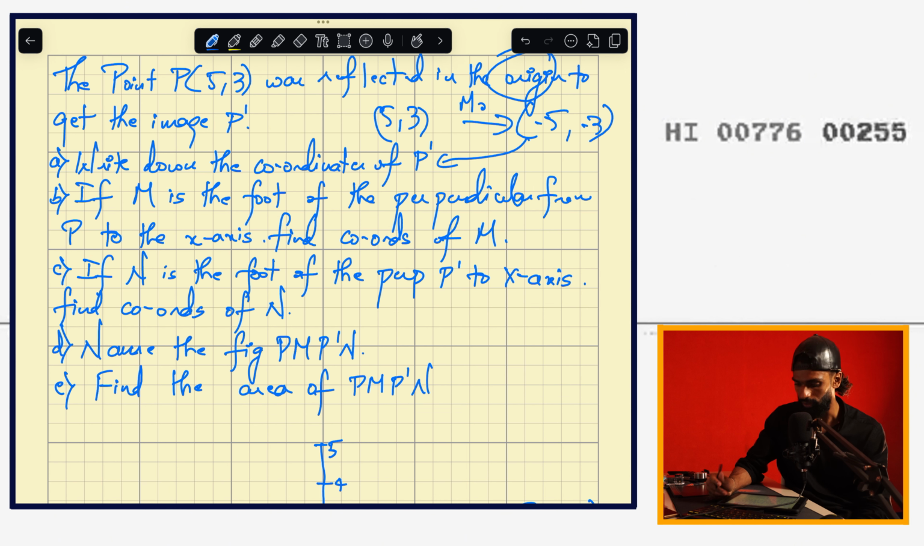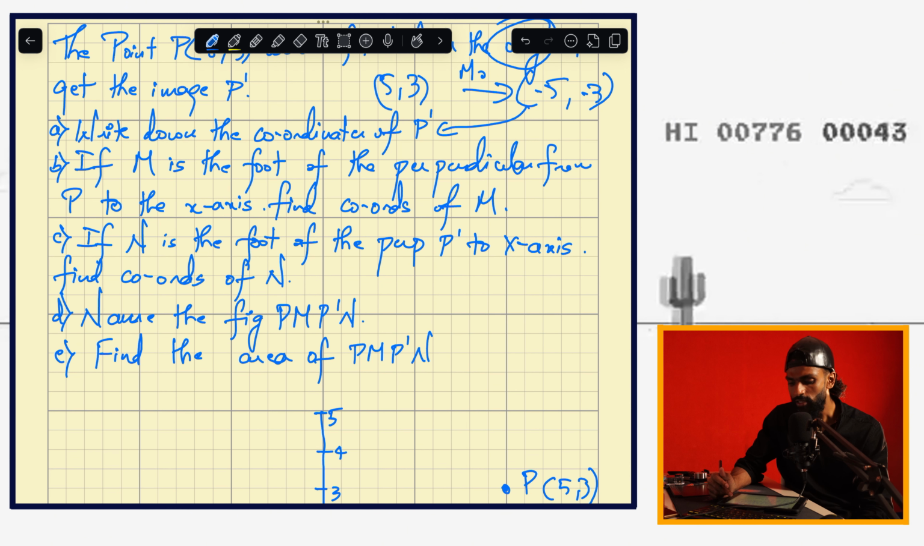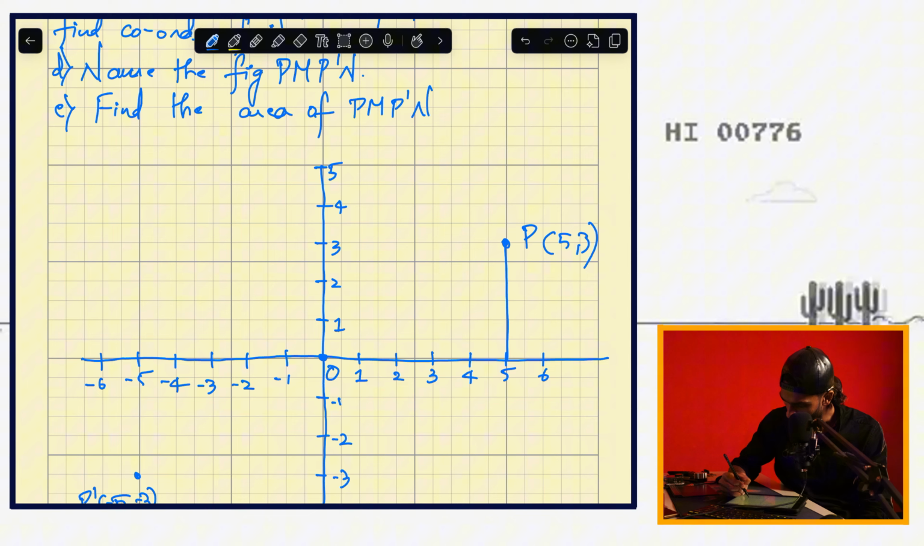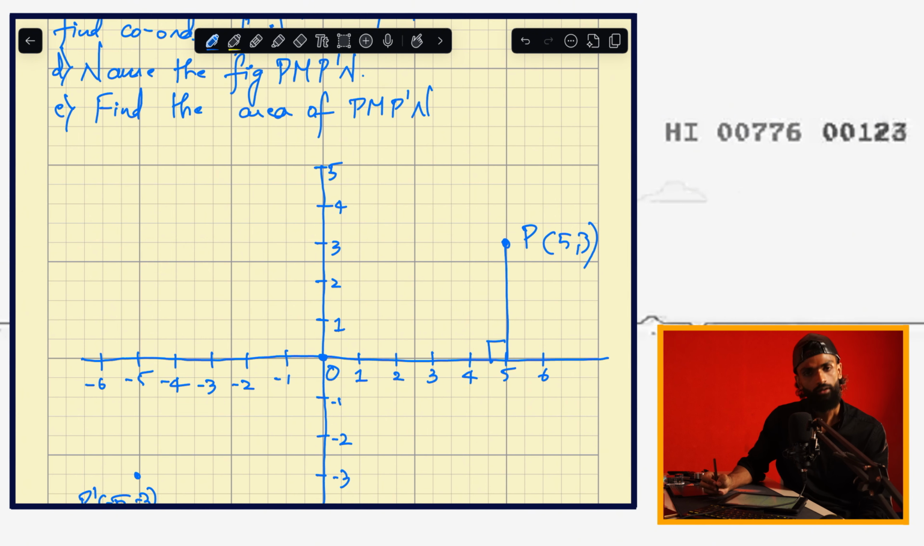Now read the second sub question. It's simple. It says if M is the foot of the perpendicular, meaning 90 degrees, a straight line has to be drawn. If M is the foot of the perpendicular from P to the x-axis, I'll go find P. I'll drop a line to the x-axis. And obviously, can you find this 90 degrees here? Good. Fine. So from P to the x-axis, you just drop a line in such a way that it is only a straight line, not a slant line, because 90 degrees perpendicular has to be formed.